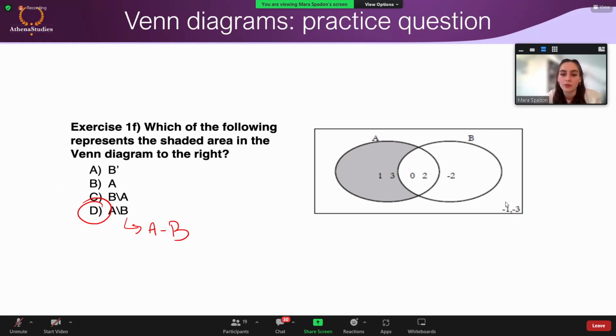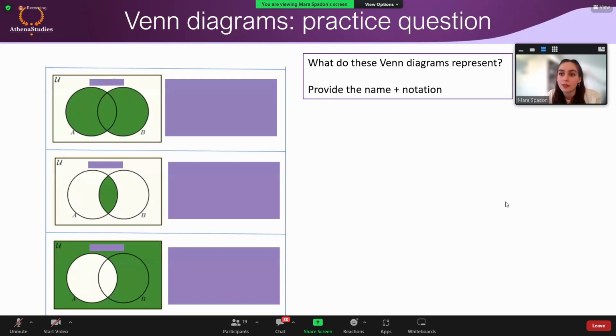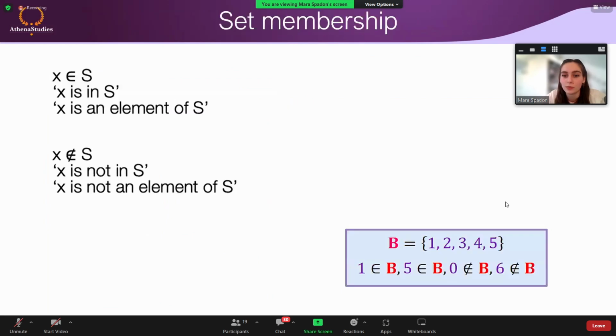All right, so I'll leave this practice question to you, maybe. After you've done everything of set theory, you can come back to this one. So it asks, what do these Venn diagrams represent? And they want you to provide the notation as well as the name. Okay, so I feel like this is a good example question for you to try yourself. So we're just gonna go through it.